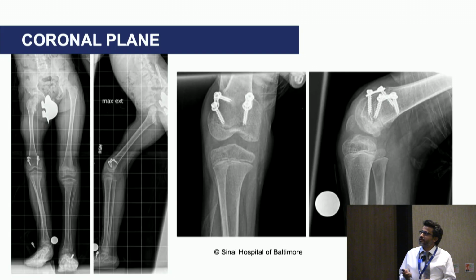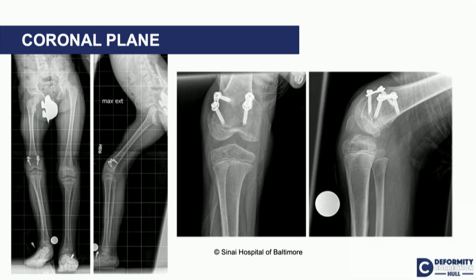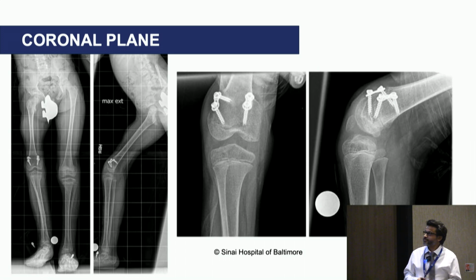In the sagittal plane, we talk about recurvatum and procurvatum. This is an example of procurvatum, a soft tissue contracture of the knee, and you need to put the tension plate on the anterior side of the growth plate to allow the posterior side to grow. And you need to make sure that your tension plate is not interfering with the patellofemoral articulation.